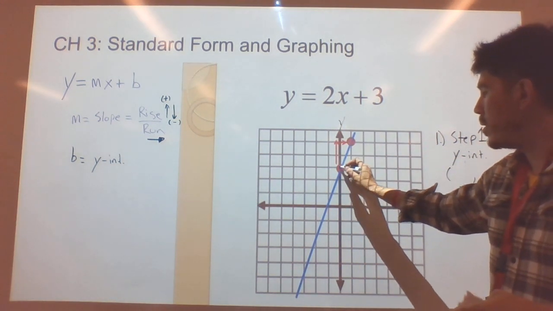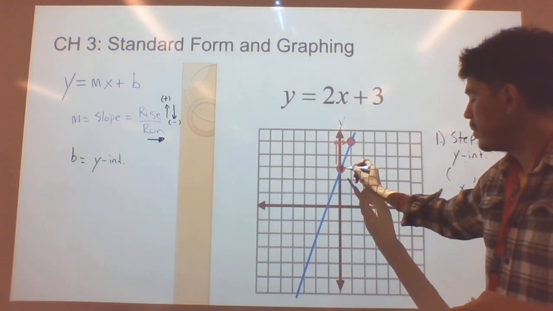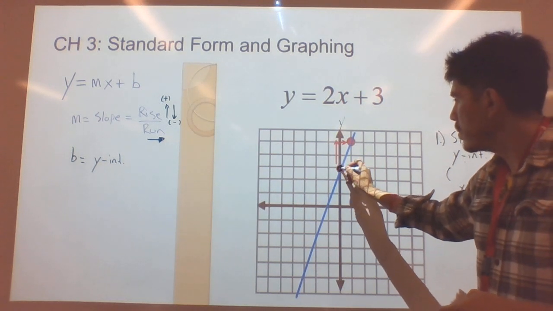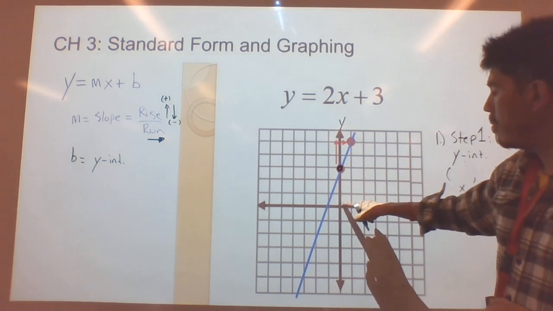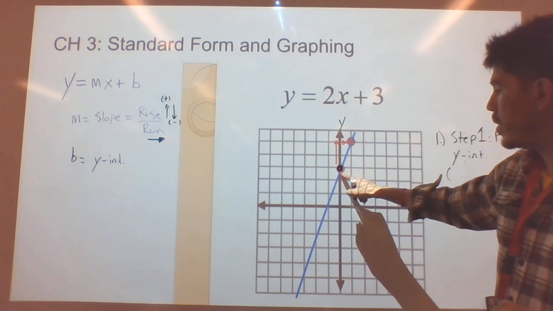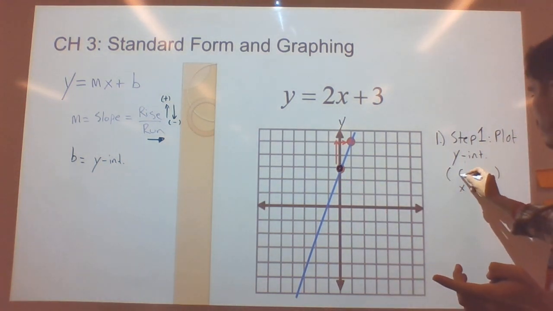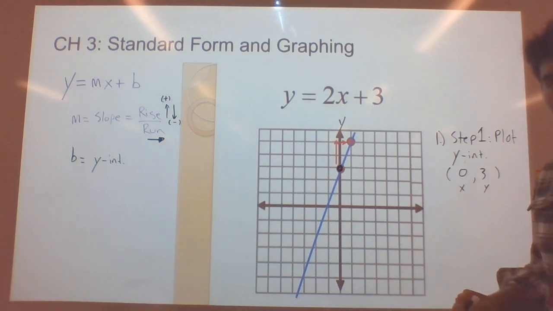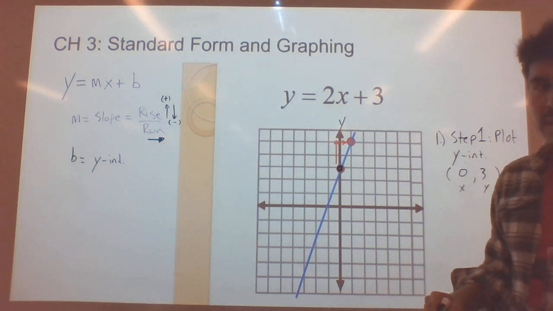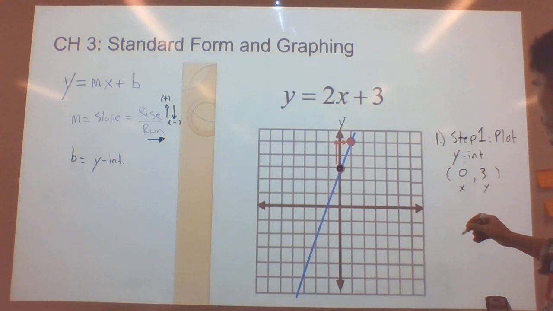So we go 1, 2, 3. That's my first point, on the y-axis. We go up 1, 2, 3. So what is that point? That point is going to be (0, 3). That's step one, is always plot.